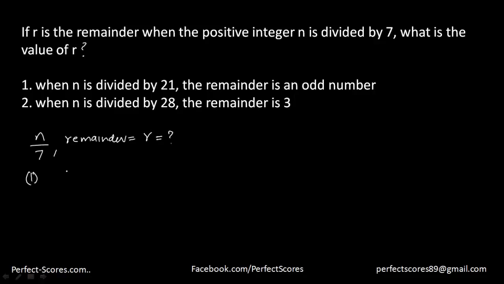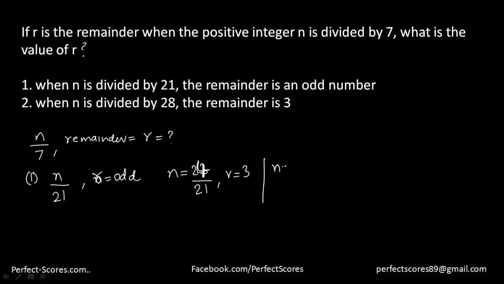Let's see what statement 1 tells us. It says that when n is divided by 21, the remainder is an odd number. So the remainder is an odd number, right? What we can do over here is go by our plug-in method. Let's suppose that the value of n is equal to 23. When you divide 23 by 21, the remainder is 2. Let's say n is equal to 24. When you divide 24 by 21, the remainder is 3, which is actually an odd number, right?